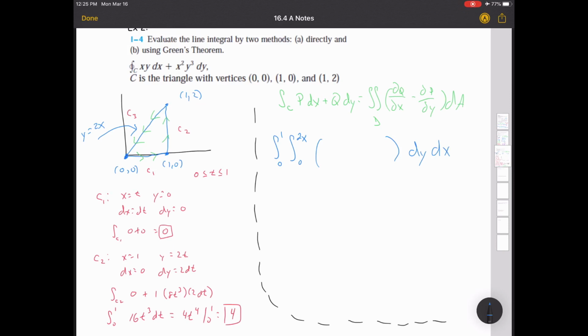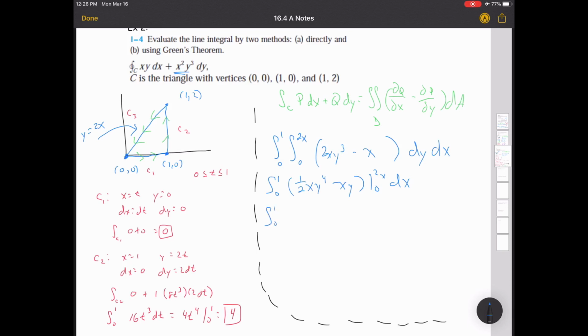Alright, so we need dq dx. Remember, q is the second one. That's q right there. So dq dx is going to be 2xy cubed. And then dp dy is the first one, so that's just going to be x. Alright, antiderivative with respect to y is going to be, let's see, y to the fourth, so we'll divide by 4. That's going to be 1/2 x y to the fourth minus xy from 0 to 2x.